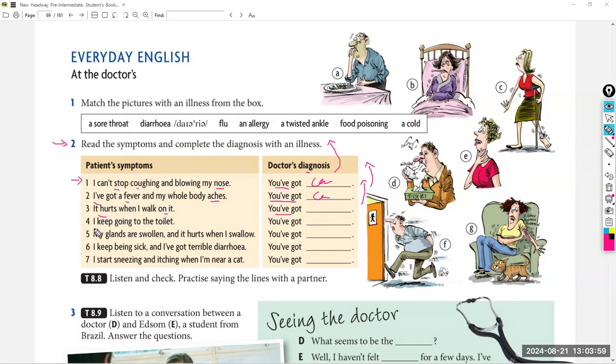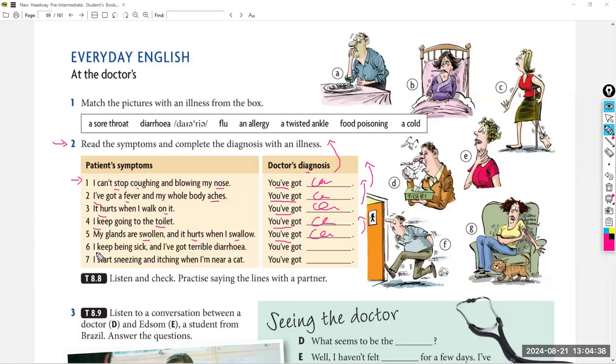Okay, symptom number 4 is saying I keep going to the toilet. So you've got, okay, the next symptom is my glands are swollen and it hurts when I swallow. So you've got, please write the illness because we have a recording to listen just to check if you write the correct diseases or not.